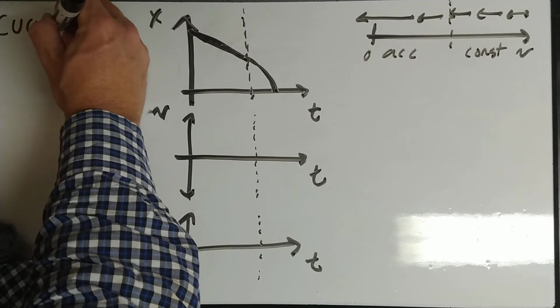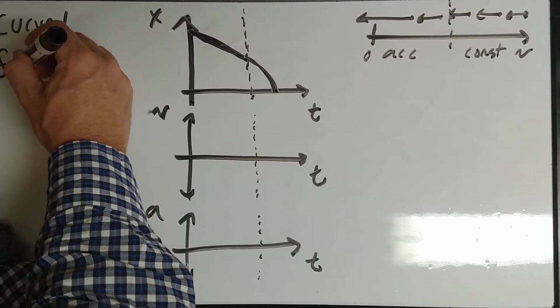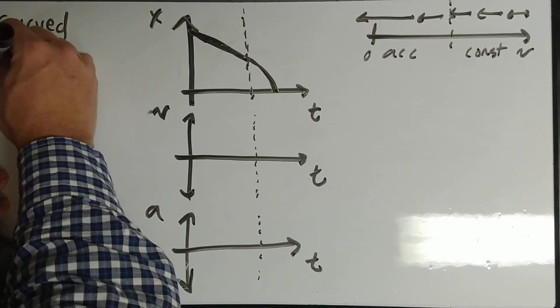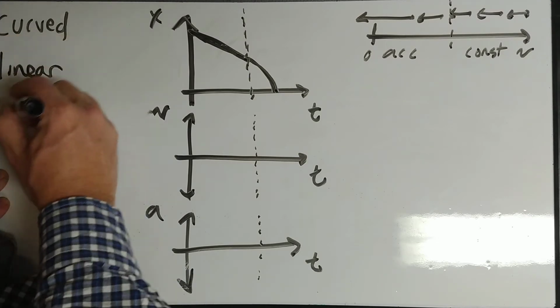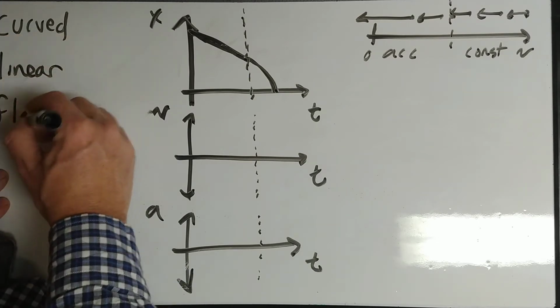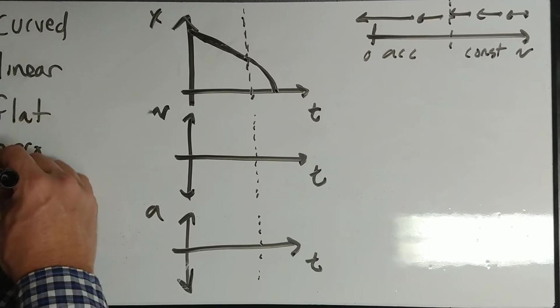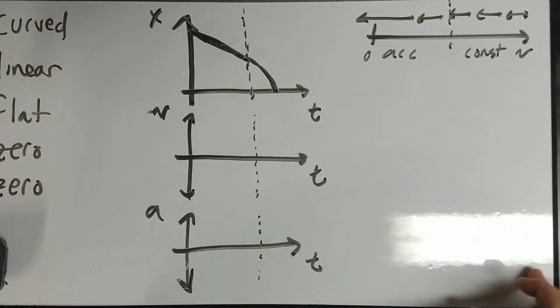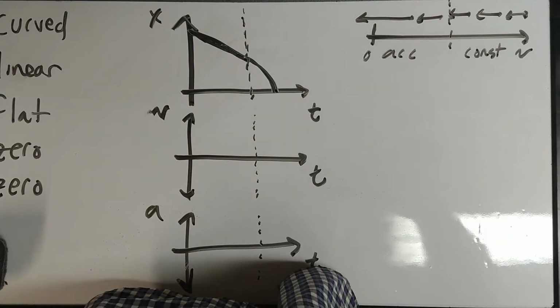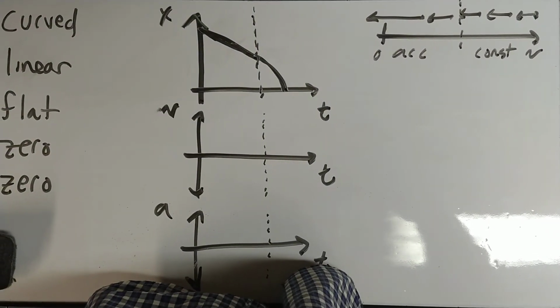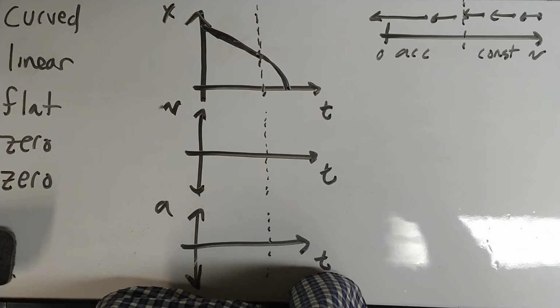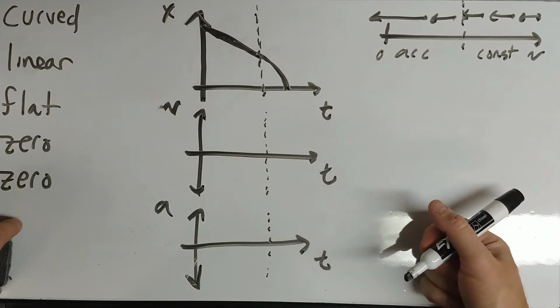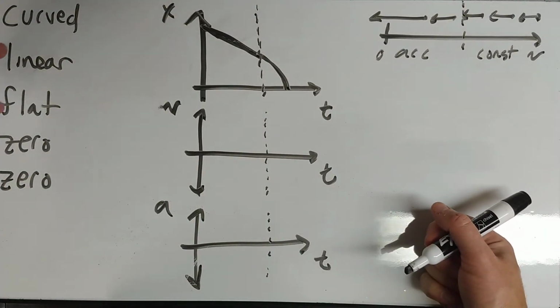Curved, flat, curved, linear, flat, 0, 0. All right, this is the order. Oh, let me move my phone a little bit so you see all those on there. All right, curved, linear, flat, 0, 0. This is the order in which the shapes of the lines go.